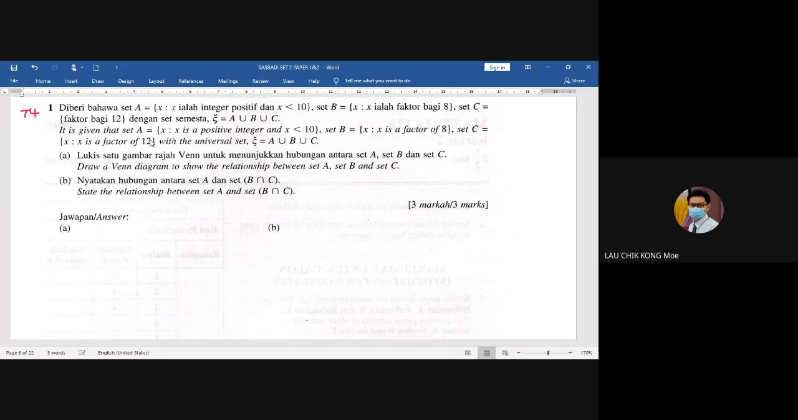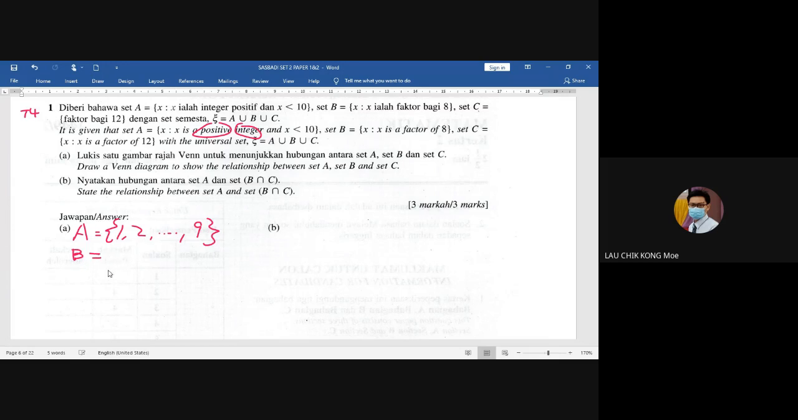It is given that the set A is a positive integer less than 10. Positive integer does not include 0. 0 is an integer, but not negative. 0 is a neutral integer, so 0 cannot be included. So the set A is 1, 2 until 9. But you write 1 to 9. I want to be quick, so I write it completely.